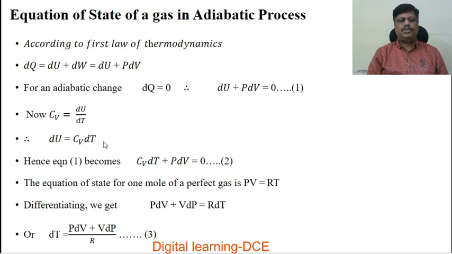For dU, substitute CV dT. Therefore, equation 1 becomes CV dT plus PdV is equal to 0. Call this equation number 2.